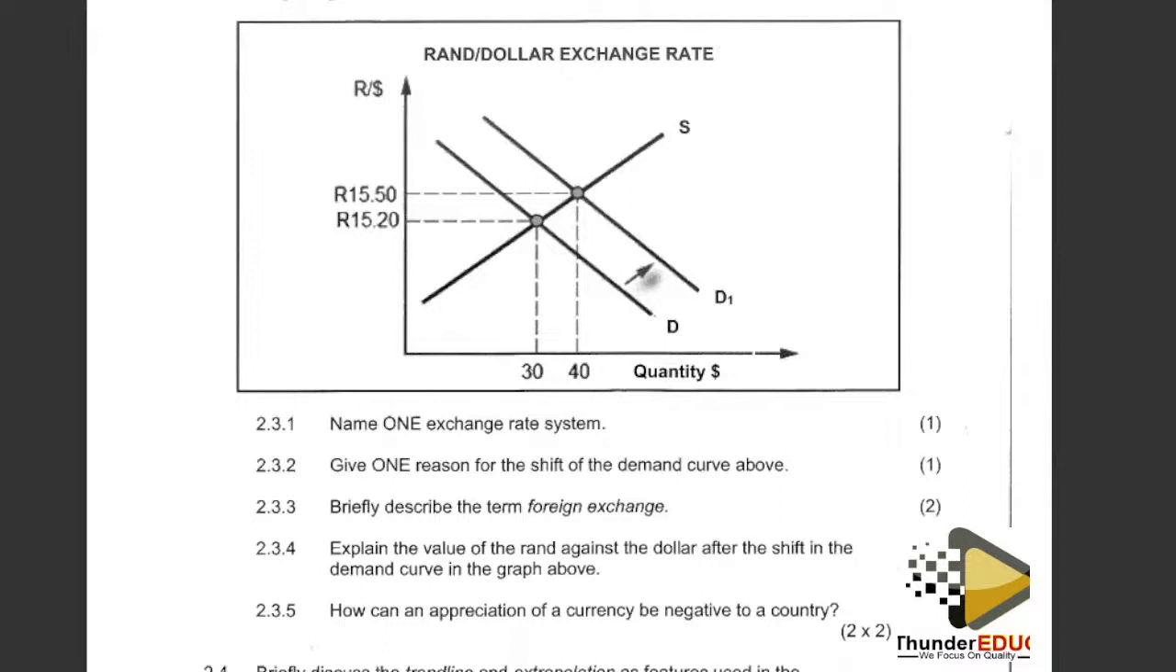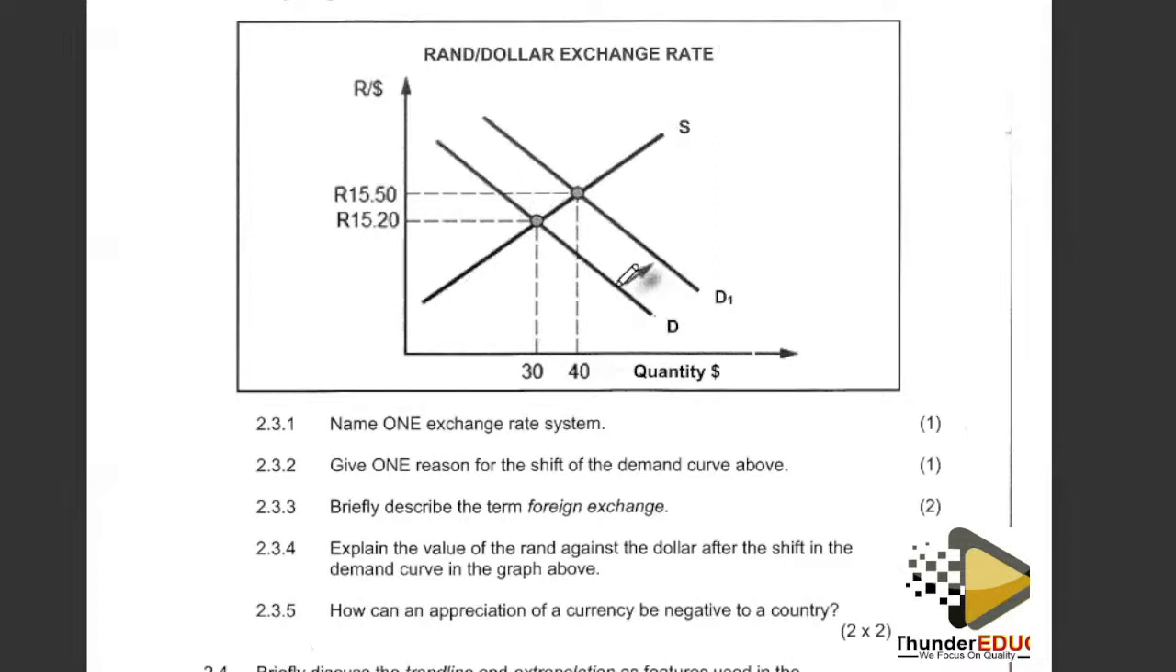So now, if a rand is being matched with a dollar, then we can actually read and understand the questions that follow. If we check, we have a different set of diagrams, or a different set of curves. This curve, the one that is upward sloping, is a supply curve. And why is the supply curve upward sloping? The supply curve is upward sloping because it obeys the law of supply. What does the law of supply state? The law of supply states that the higher the price, the higher the quantity. That's the law of supply.